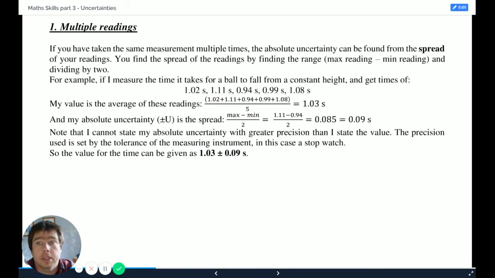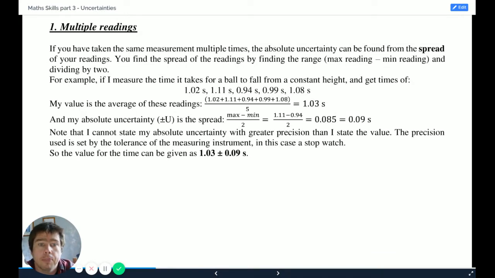The first option there was when you take multiple readings. So if you take the same measurement several times, so you're timing how long it takes for a ball to drop through 2 meters, and you drop it 5 times from 2 meters, you get 5 different times. And then in order to identify what the time is, that I'm going to write down as a value, I'd find the mean, and we can all find the mean, so add them all up, divide by the number of measurements. The absolute uncertainty, so this plus or minus uncertainty, is found by the spread of the data.